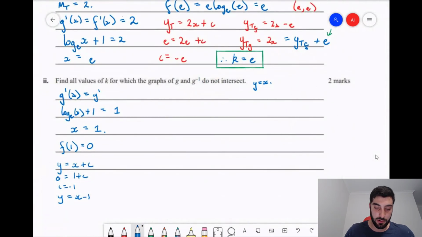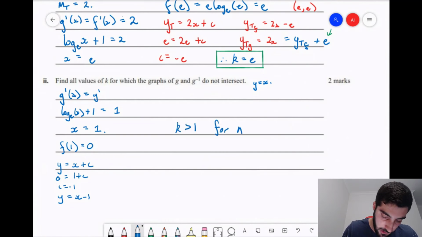So that pretty much is the answer. It's the same sort of logic as what we had before. So k is greater than 1 for no intersection.